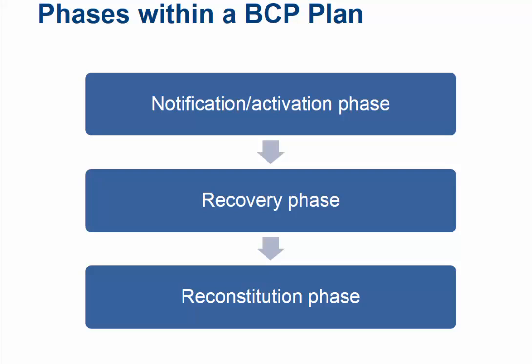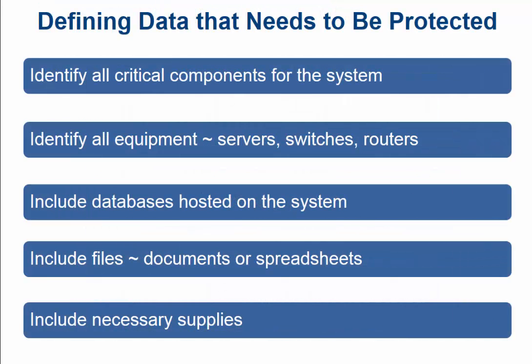Okay, so we've already gone through some of these, the phases within a business continuity plan: notification, activation phase, recovery phase, reconstitution phase. So defining the data that needs to be protected. Identify all critical components for the system. Identify all equipment, servers, switches, routers, etc. Include databases hosted on the system. Include files, documents, or spreadsheets, and include necessary supplies.